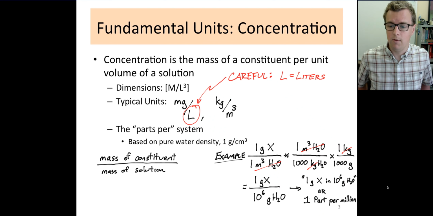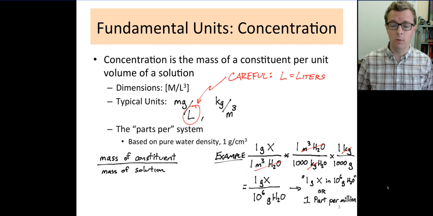So 1 gram of X in 1 million, or 10 to the 6th grams of water, or 1 part X per million parts water. So when we use the parts per system, we're still expressing concentration, we're just doing it in a way that's a bit shorthand.